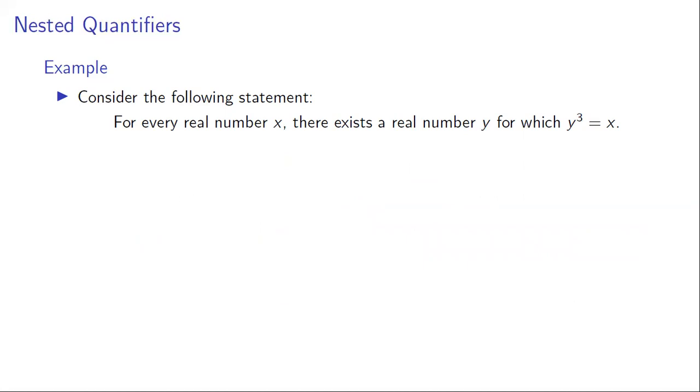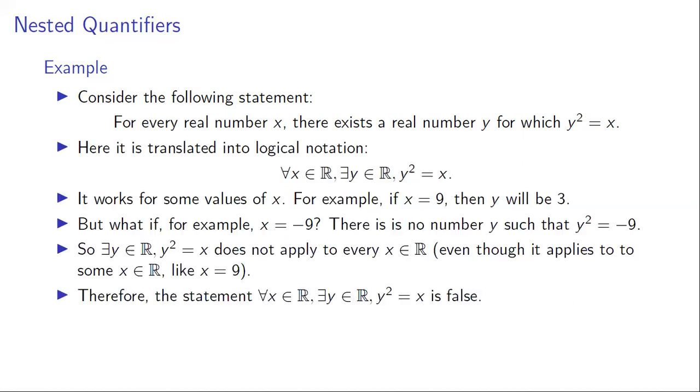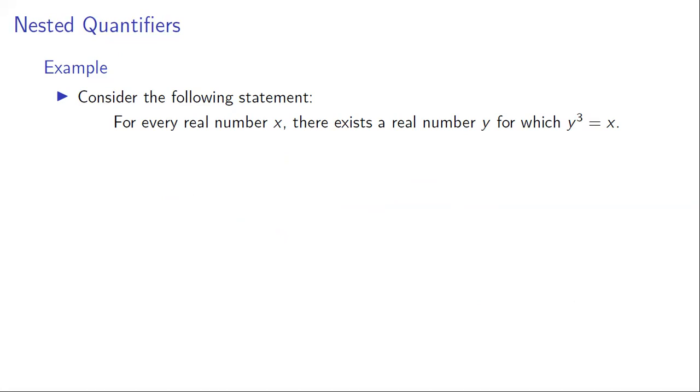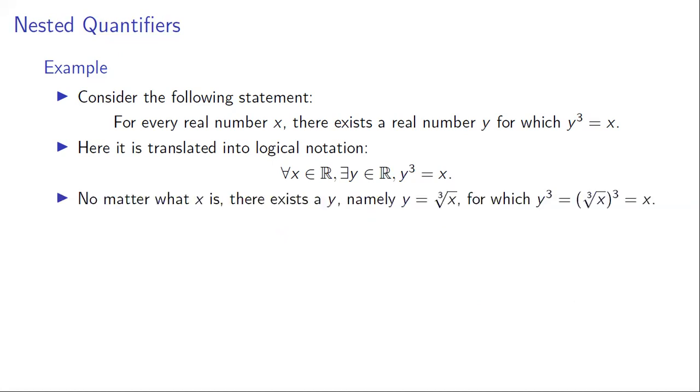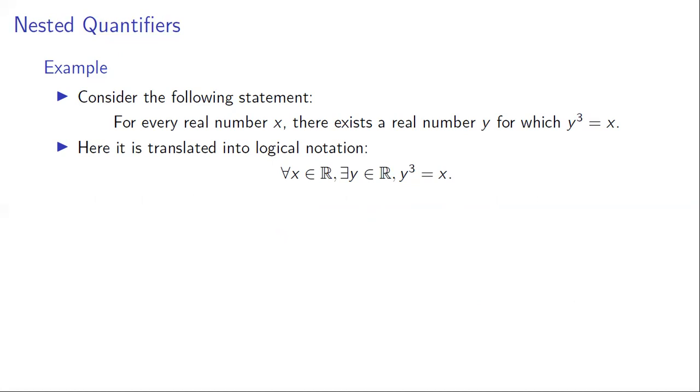Consider the following statement. For every real number x, there exists a real number y for which y cubed is equal to x. This is identical to the previous one, but instead of y squared, now we have y cubed. Translated into logical notation, we have it as follows, right here. Now, is this true or not?